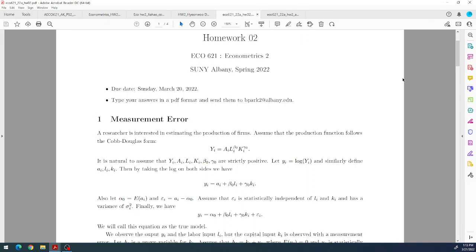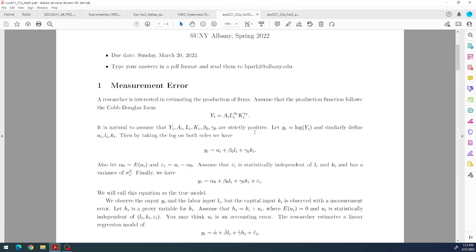And my focus was more on examples, more naturally occurring economic settings that can imply endogeneity. So I want to show you some examples of natural endogeneity. The first question is about measurement error. We assume a simple Cobb-Douglas production function, and I showed you how we derive the regression equation based on the Cobb-Douglas functional form. It's straightforward, just taking log.